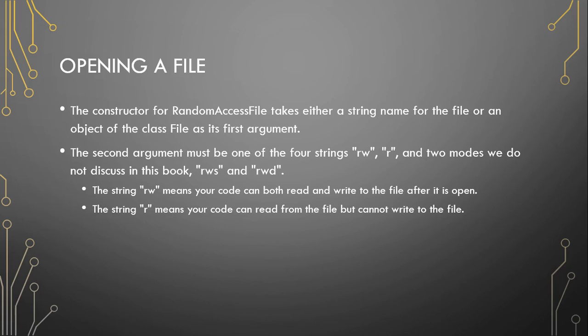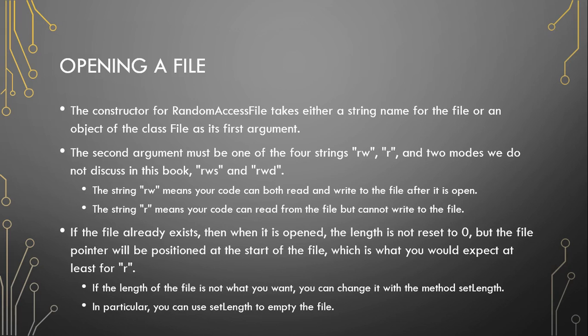The RW means your code can both read and write to the file if it's open, and R means your code can read from the file but is not written to the file. Now, if the file already exists, when it's opened the length is not reset to 0, but the file pointer will be positioned at the start of the file, which is what you typically expect, at least for R. If the length of the file is not what you want, of course you can change it with the method setLength. In particular, you can use setLength also to empty the file.